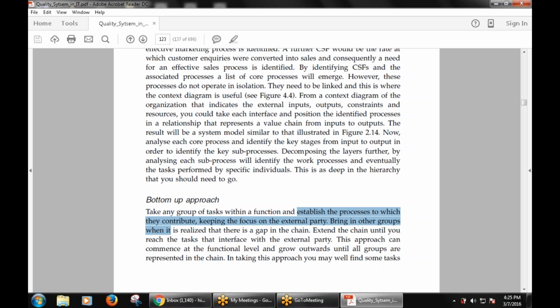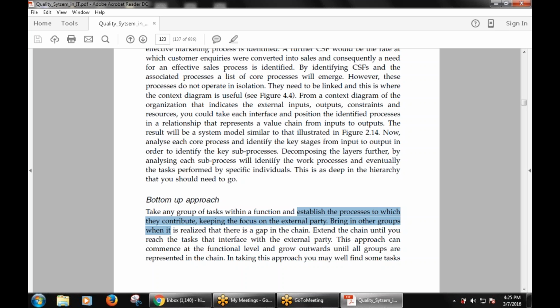If it is realized there is a gap in the chain, that is, a gap in the sub-processes, processes, and the multiple processes, extend that chain until you reach the task. Extend means increase that chain until you reach the task. So that is the bottom-up approach, moving from the bottom to the main process.